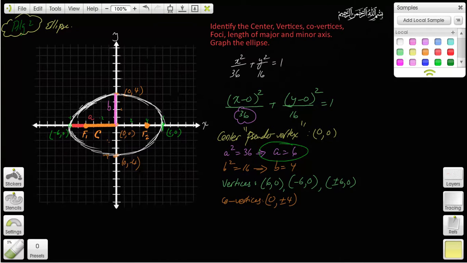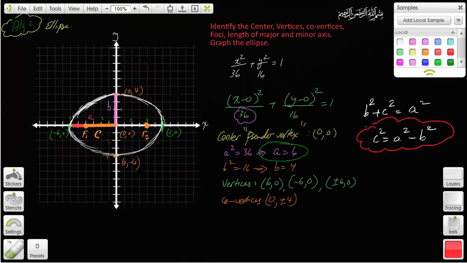Now the relationship between A, B, and C is going to be the following, and this is very important: B squared plus C squared is going to equal A squared. Most textbooks will write this as C squared equals A squared minus B squared, and that's fine if you memorize it. But you'll see similar relationships will also occur with hyperbolas, etc., and then you guess, is it plus, is it minus, and you always get confused. If you remember this, Hamza, it's good for you.